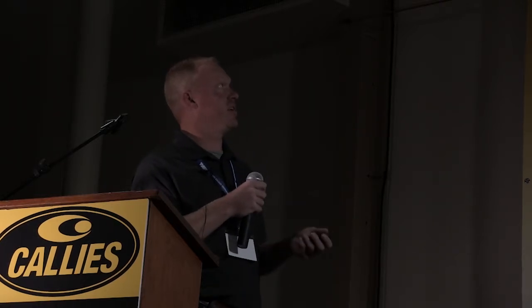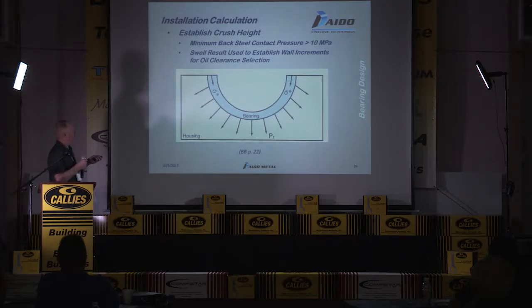The installation calculation, the crush height, is something that's extremely important with any kind of performance bearing. This radial pressure is what's achieved by your crush height. The minimum backsteel contact pressure that we will allow for is 10 megapascals. So you see it's a pretty high amount of force that goes into either the connecting rod or engine block housing. And this will cause a certain amount of swell in whatever housing that it's installed in.